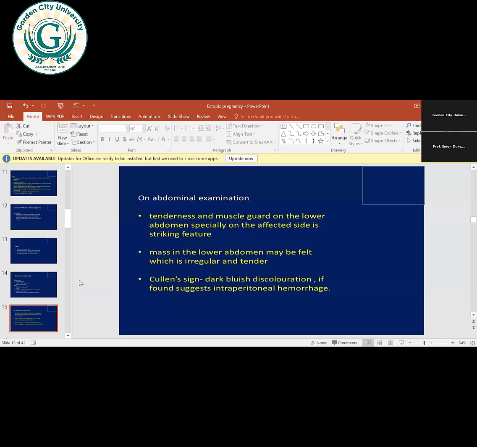So the tenderness is something that you can never rule out. It can never be overemphasized. The abdomen is very tender. The mass in the lower abdomen may be irregular, but it has to be tender. Then you have the bluish dark discoloration, which is called the Cullen's sign. When this is found, it suggests that there is intraperitoneal bleeding. This sign may not be obvious in a dark-colored person, but if the person is very light, it will be quite obvious.